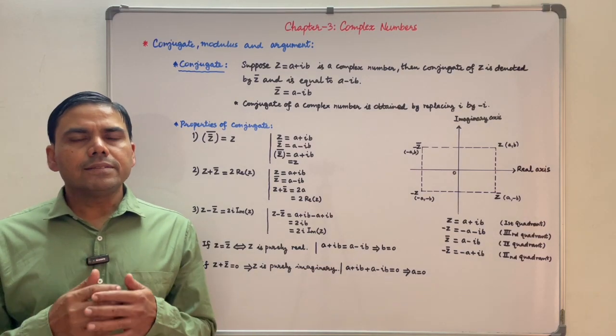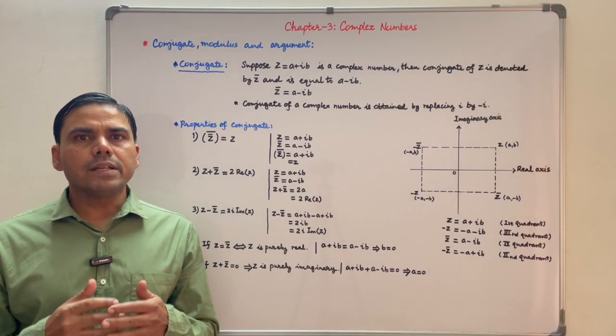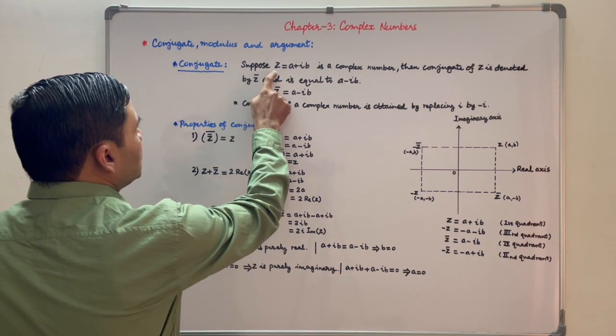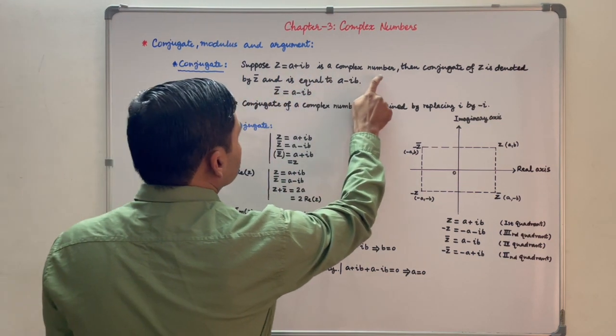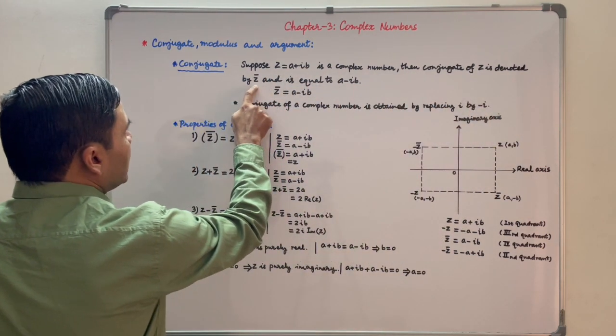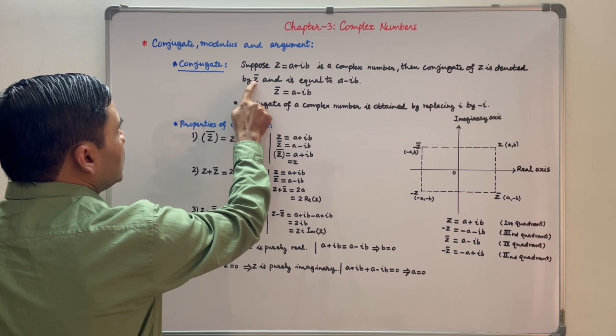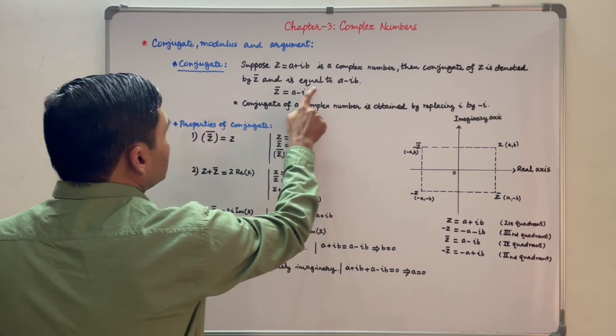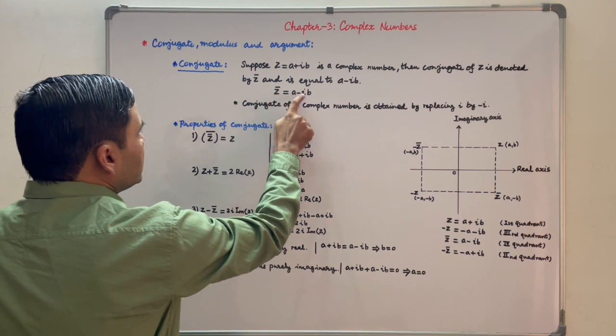Hello children, let us understand conjugate, modulus and argument. First, conjugate. Suppose z is equal to a plus ib is a complex number, then conjugate of z is denoted by z bar, a small horizontal line over z, and it is equal to a minus ib. So z bar is equal to a minus ib.